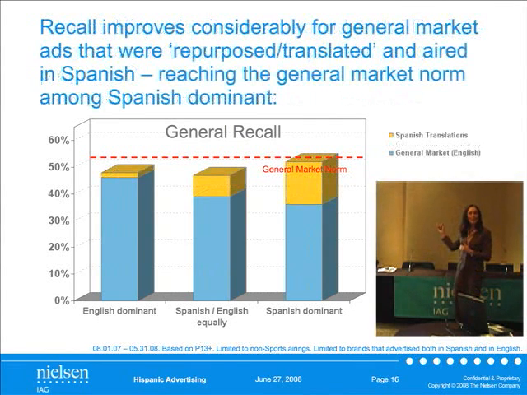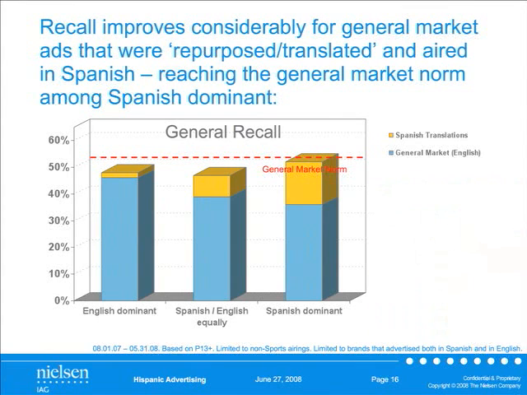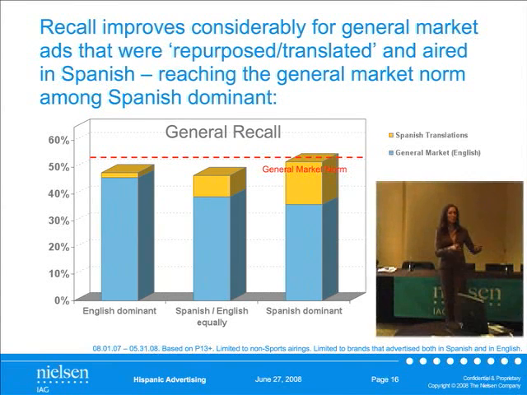So now we're looking at the height of the bar reflects the overall general recall for ads that were translated from an English version airing on Spanish language television. Spanish dominant Hispanics viewing translated ads on Spanish language television are just about as likely to recall those ads as are general market English speaking viewers to recall an ad on general market television.